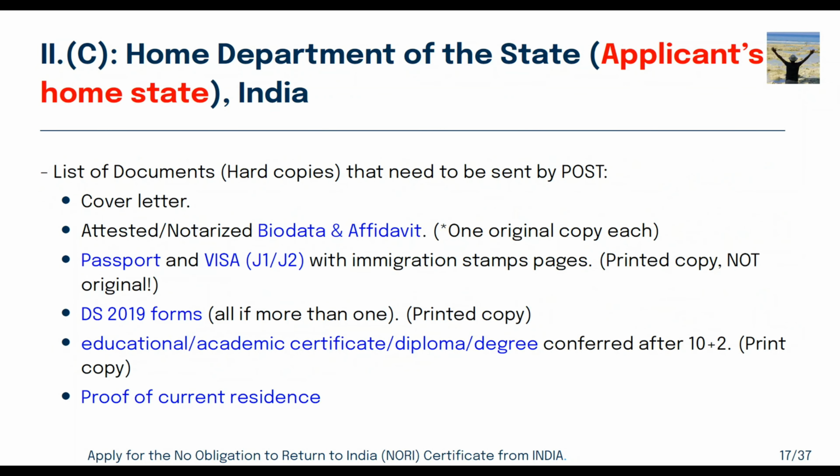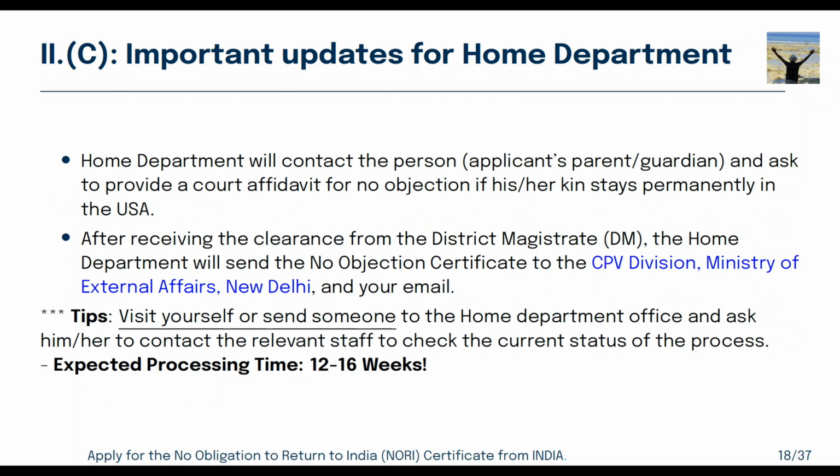Then another set of documents you have to send as hard copy to the home department of the state, right? These are the documents, similarly. And then the same thing, they will contact your parent and ask them to provide the court affidavit, and then the district magistrate will send a recommendation to the passport office in your home department, and then they will issue a no objection certificate, right? And they will send it to the CPB division, Ministry of External Affairs, New Delhi, since you are applying from India, as well as to your email, or sometimes they also send a hard copy, right? It takes 12 to 16 weeks.